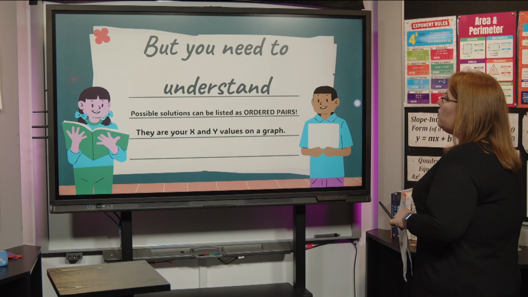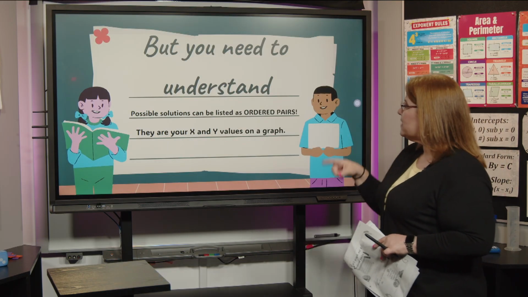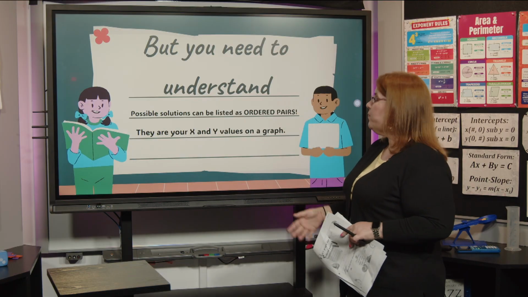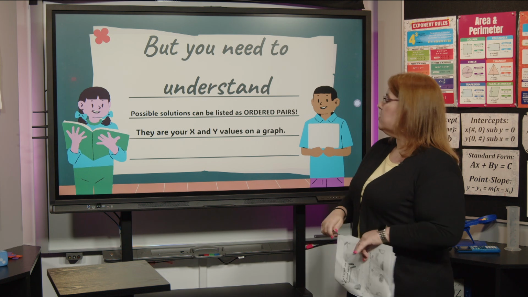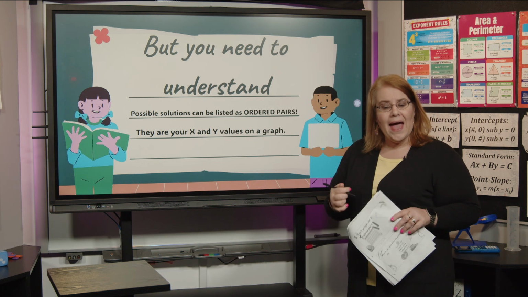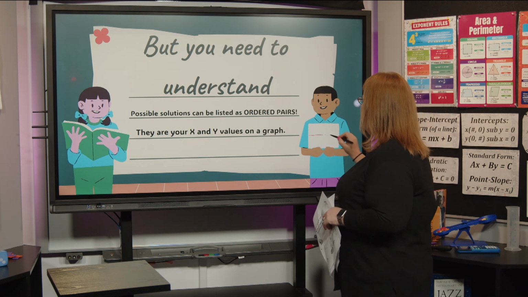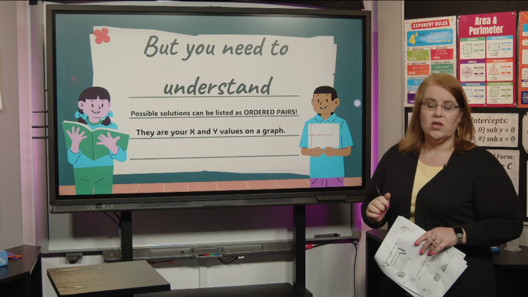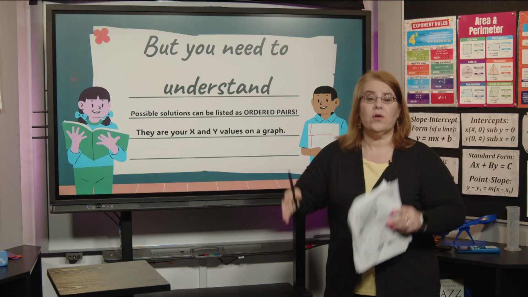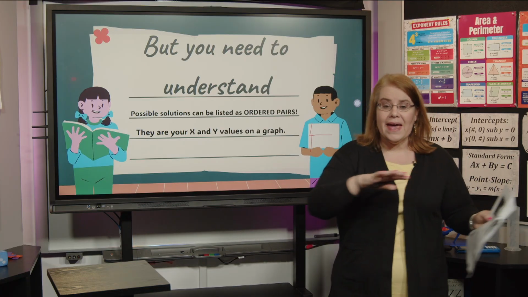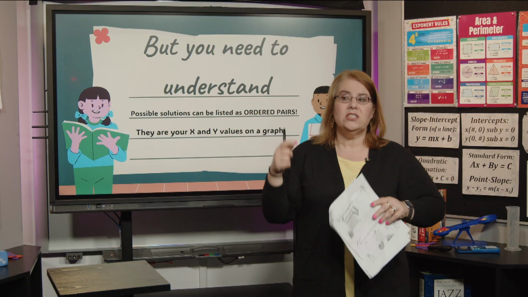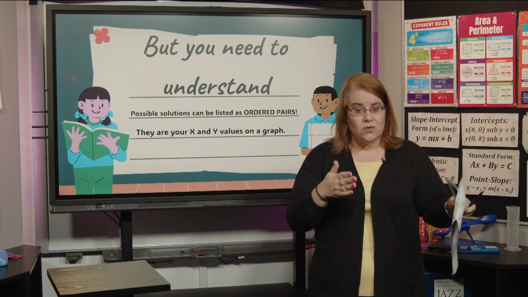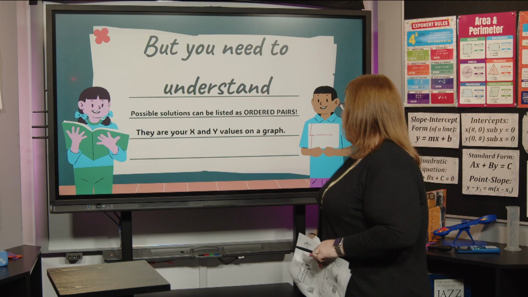All right, but you need to understand, possible solutions can be listed in ordered pairs. X value and y value. They are your x values and your y values. And we remembered when we learned how to graph, I go over on my x values and then I go up or I go down on my y values. Remember, you have to crawl before you can walk. You always do your x's before you do your y's. Just think, when you do your alphabet, x comes before y. So you do your x values and then you do your y values. All right, let's see.